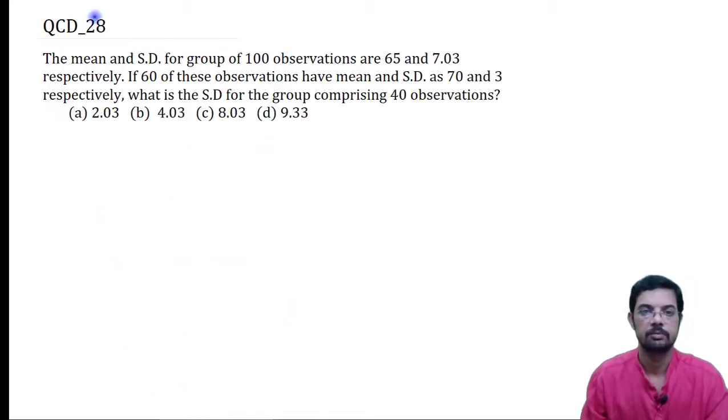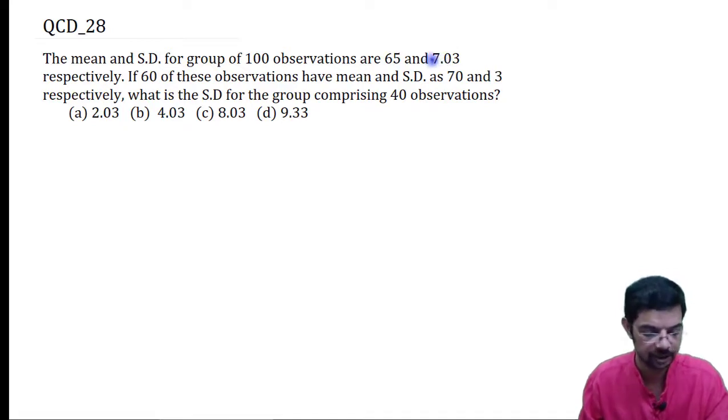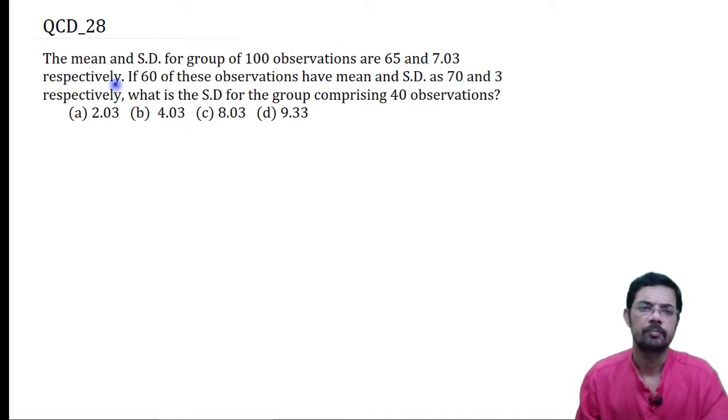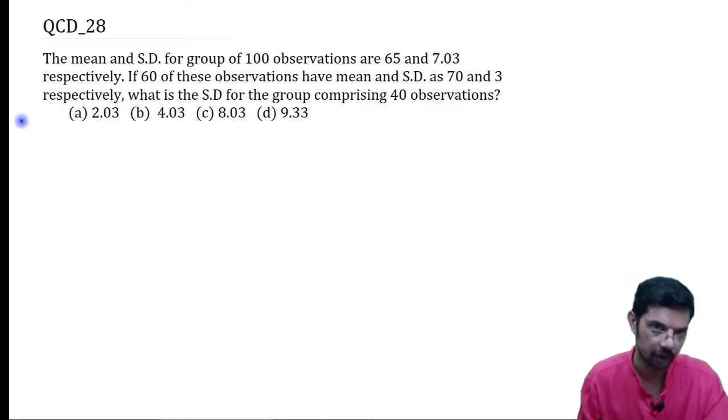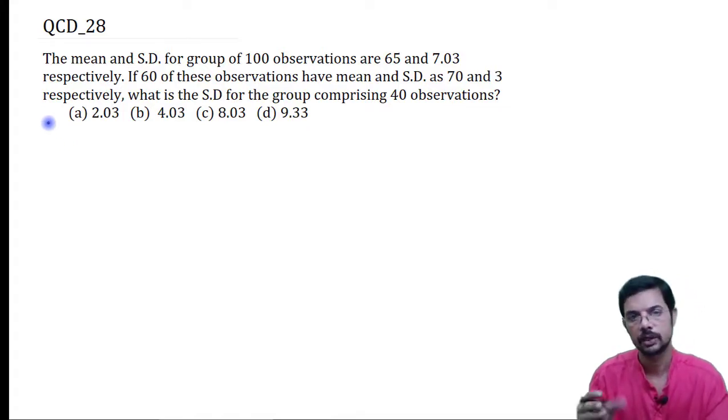Next question. The mean and standard deviation of 100 observations are 65 and 7.03 respectively. If 60 of these observations have mean and standard deviation as 70 and 3 respectively, what is the standard deviation of the group comprising the 40 observations? Here the combined standard deviation and combined mean are given to you, and we need to find out one part.